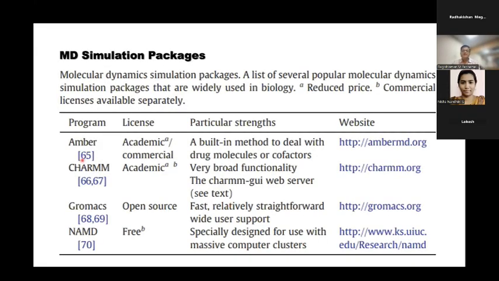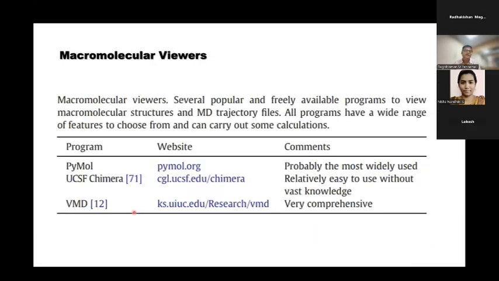There are many different packages. I'm not going to go into detail. There is Amber, CHARMM, GROMACS, NAMD, and these are the websites. You can look at it. Some are academically free, some are commercial, some are completely free for anyone to use. For trajectory viewers, you have PyMOL, you have Chimera, you have VMD.